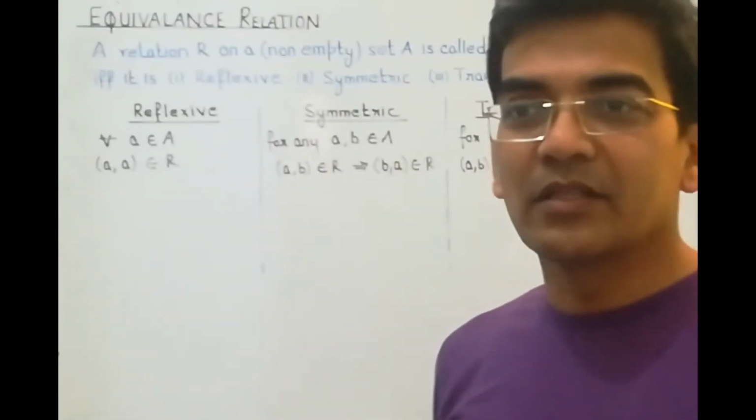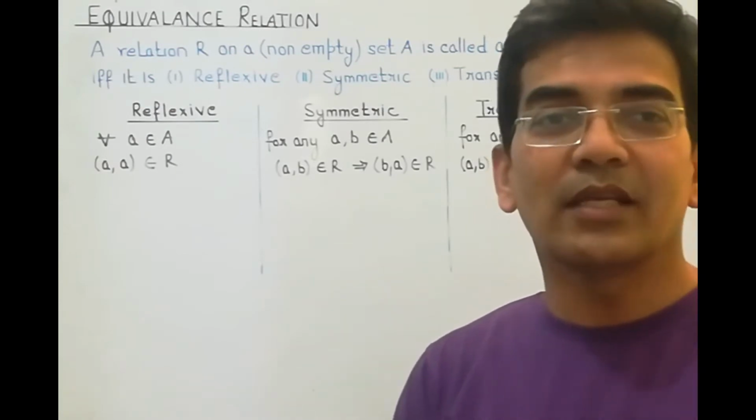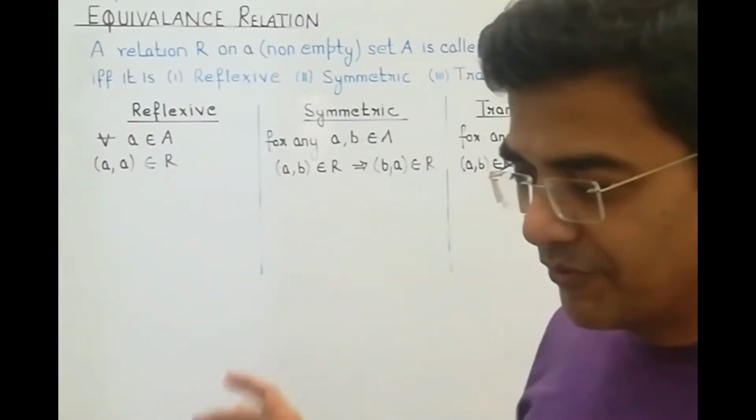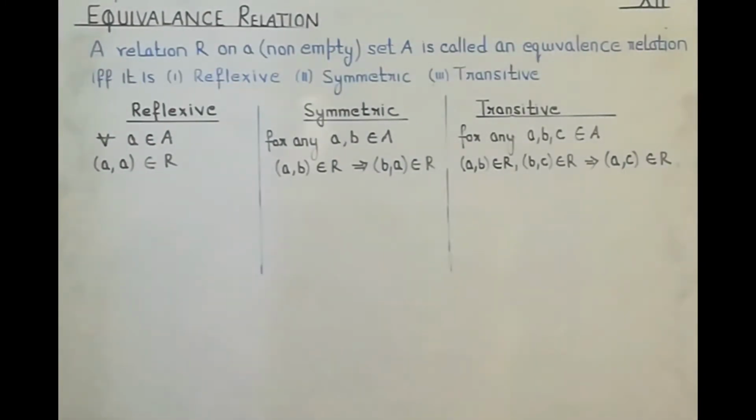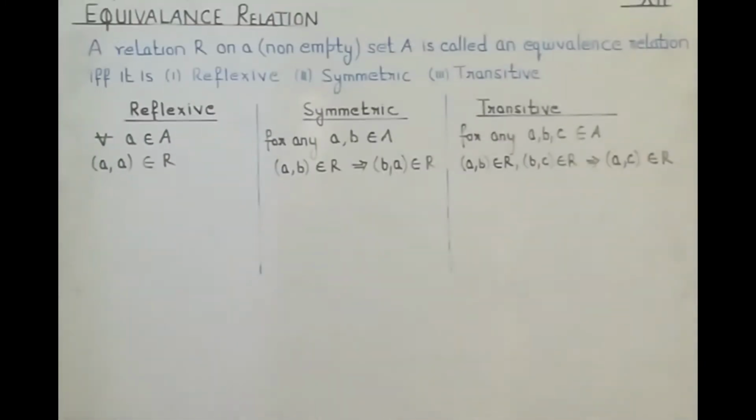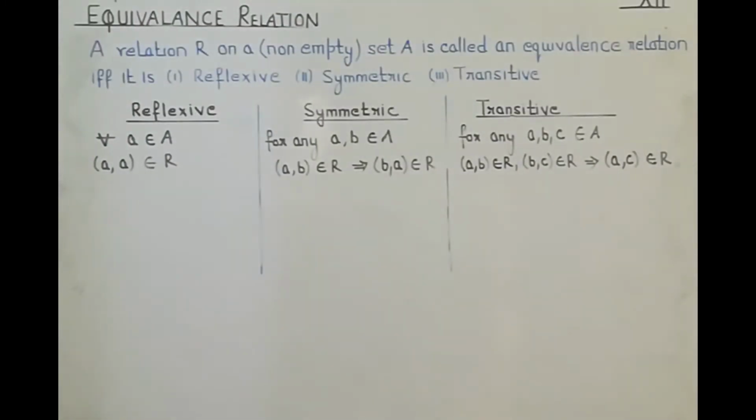So today we will learn how to prove a relation to be an equivalence relation. For that, let's see the definition given to us. As you can see in the definition, a relation R on a non-empty set A is called an equivalence relation if it is reflexive, symmetric and transitive. If a relation is reflexive, symmetric and transitive, then we say that the relation is equivalence.